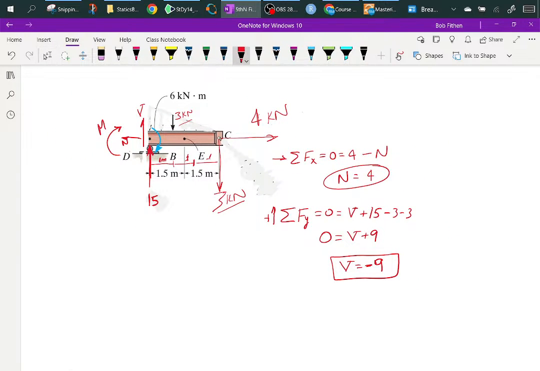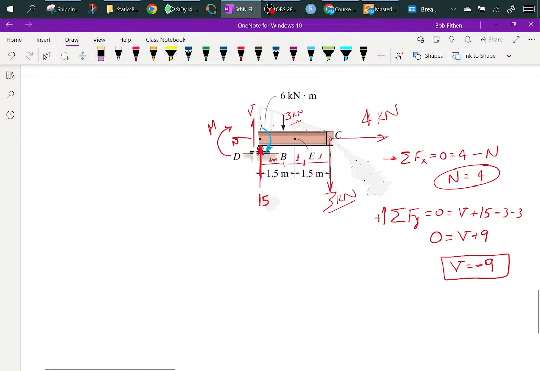Now, I'll go up closer to the diagram. We're going to sum the moments about the point. That's kind of why I left the D there, because that's the point, D. By the way, I always do mine to be positive that way. If you do your positive this way, that's okay. You'll get the same thing.